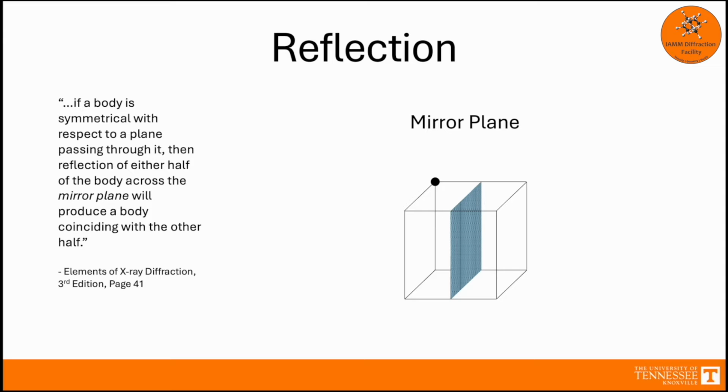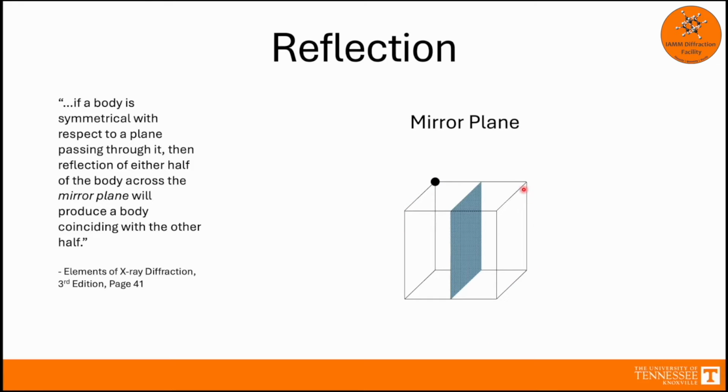If a body is symmetrical with respect to a plane passing through it, then reflection of either half of the body across the mirror plane will produce a body coinciding with the other half. Now, that's a lot of fancy words to explain a very simple and straightforward concept.